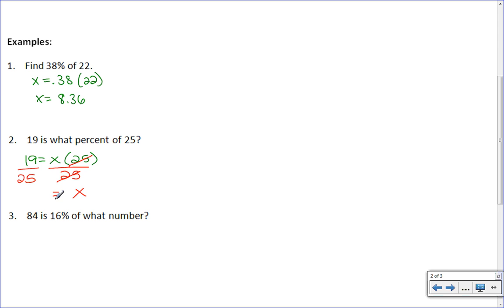And we get that x is equal to 0.76. But make sure you double check the question. It asks 19 is what percent of 25. And remember, this is the percent written as a decimal. So what this really is 76%.